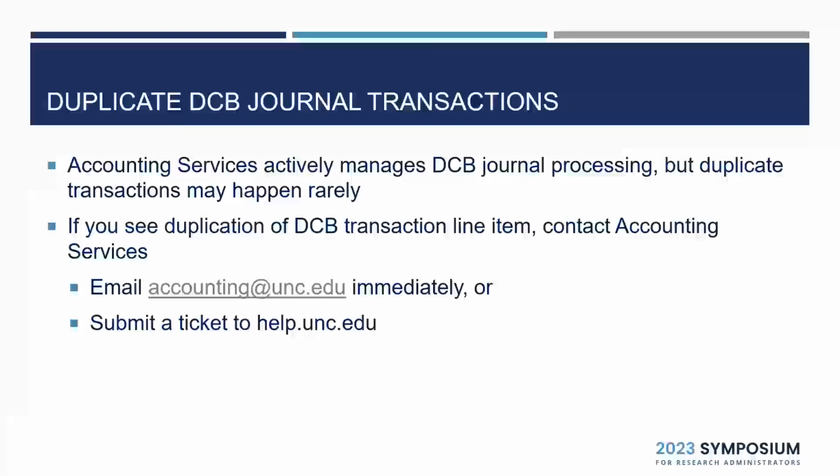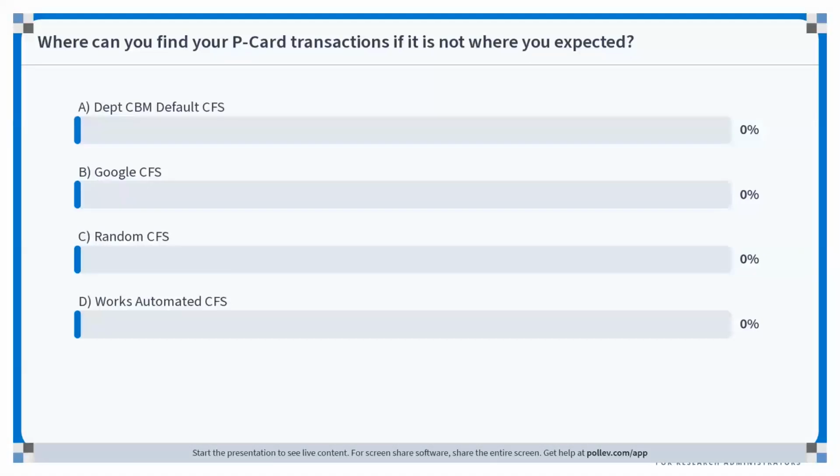Occasionally, you may see duplicate DCB transactions. Please contact accounting services. We can do some investigation and fix it. Now we will go to our final poll questions. Next slide. Where can you find your PCAR transaction if it is not where you expected? The correct answer, A, departmental CBM default chart field string.